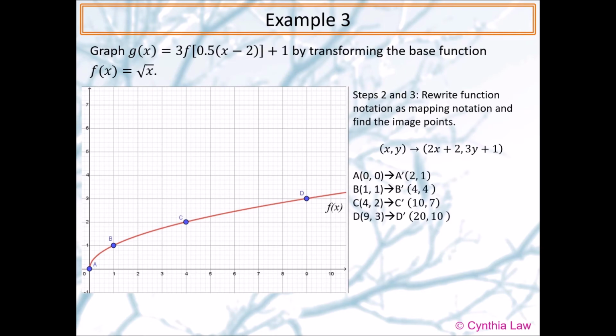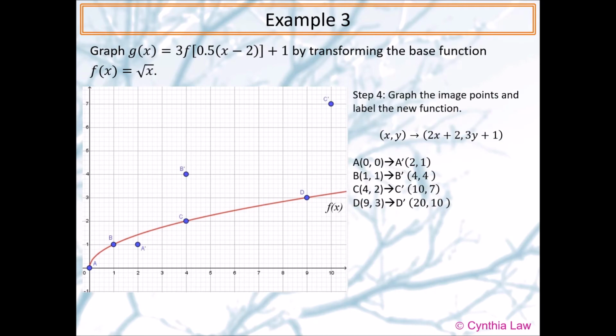And then we're going to plot the points, and then we will connect the points the best as we could. You would notice that D prime is outside of the grid, so that's okay. We don't need to extend the grid lines to draw the point. We just leave that outside of the grid because we don't need it. And then we label g of x. So with f of x, this is what g of x looks like.